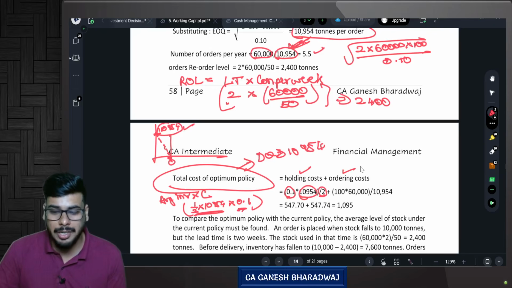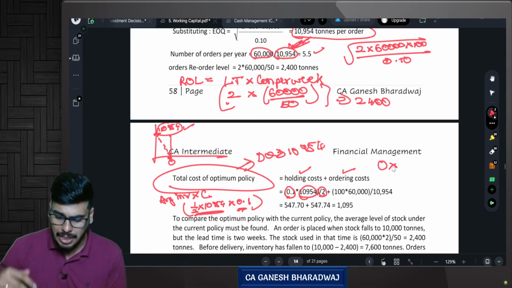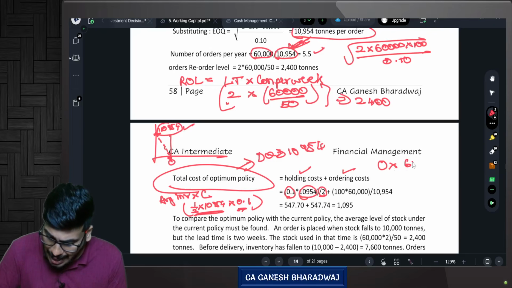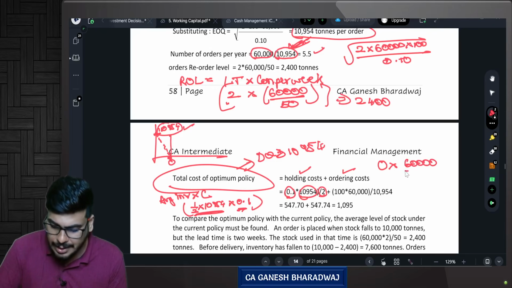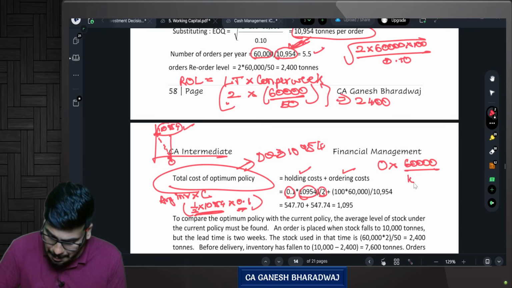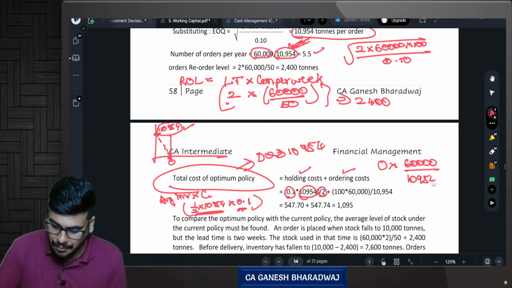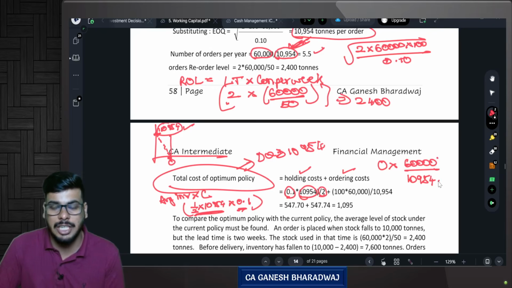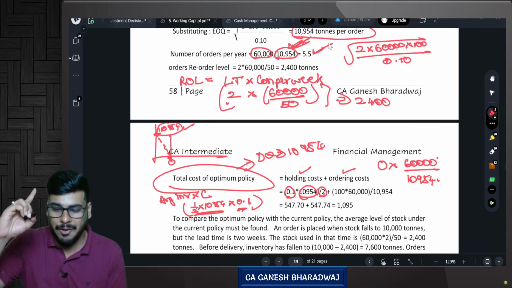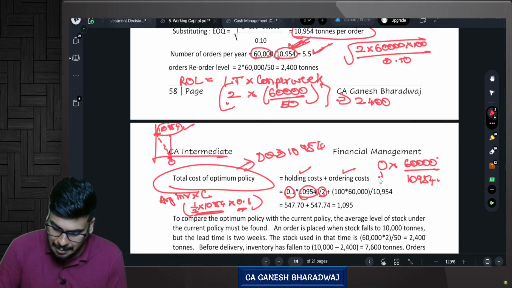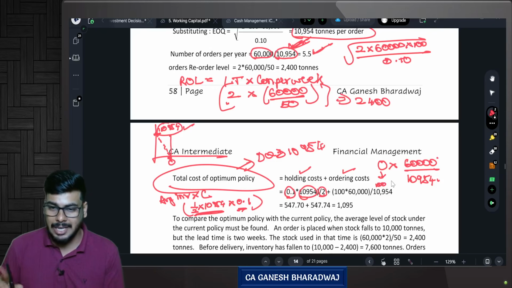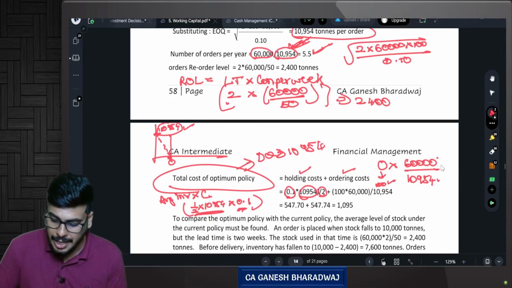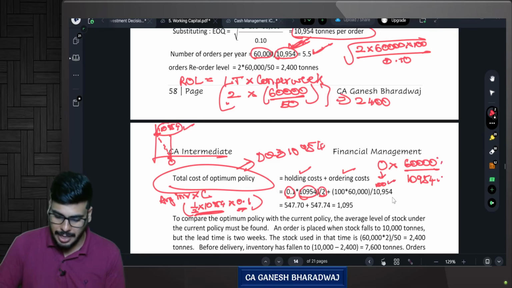Then what is your ordering cost? Ordering cost per order into number of orders. So what is the number of orders? Annual requirement, that is I need 60,000 tons every year. Every time I place an order, I place an order for 10,954 tons. So 60,000 divided by 10,954, I am placing 5.5 orders in a year, and every time I place an order, I incur a cost of 100 rupees. Yes or no? So basically the ordering cost will be 100 into 60,000 divided by 10,954.